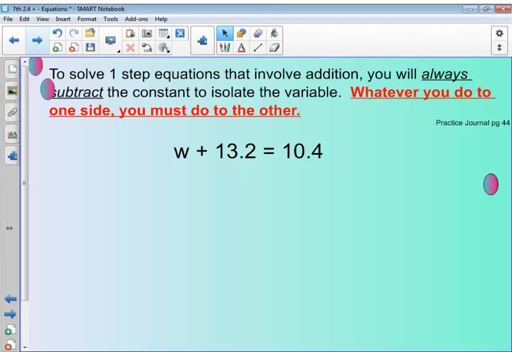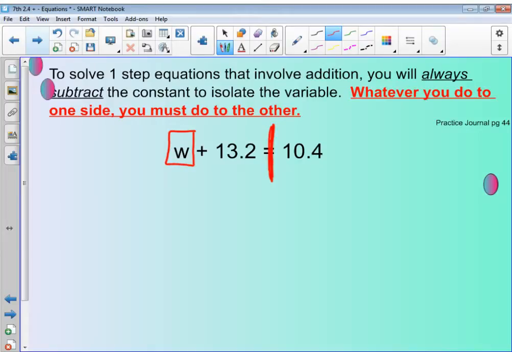When I solve equations, I am working to get this W all by itself on one side of the equal sign, which means I have to do the opposite of whatever number is there. Here I have a positive 13.2. So I'm going to subtract that out so that I can zero out this side and leave it with just the W. This is showing my cancellation. Whatever I do to one side of the equal sign, I have to do to the other side. So I'm going to say minus 13.2.